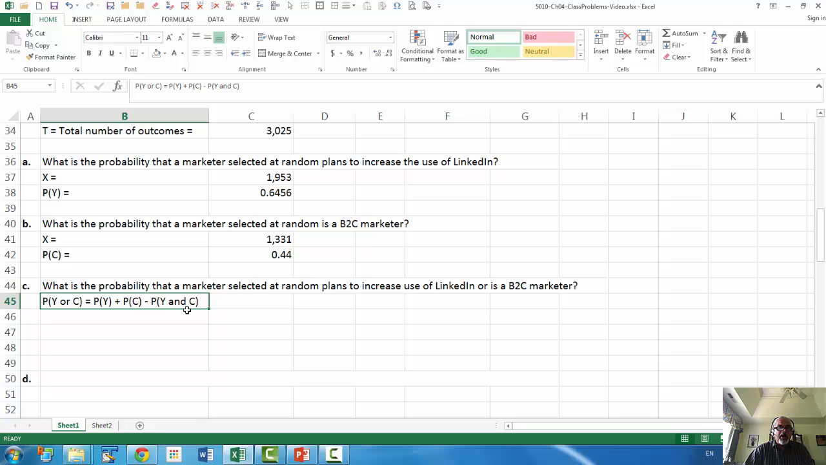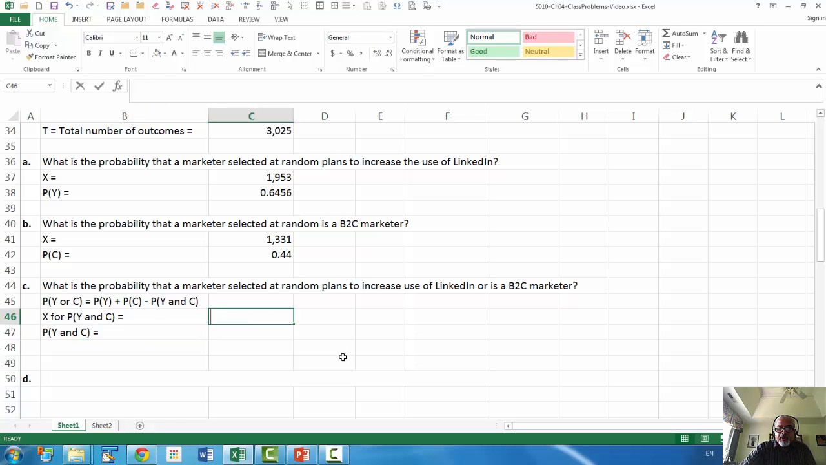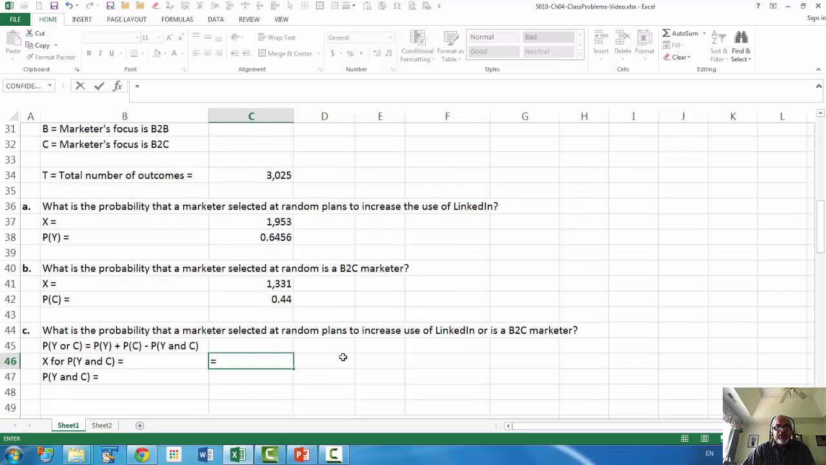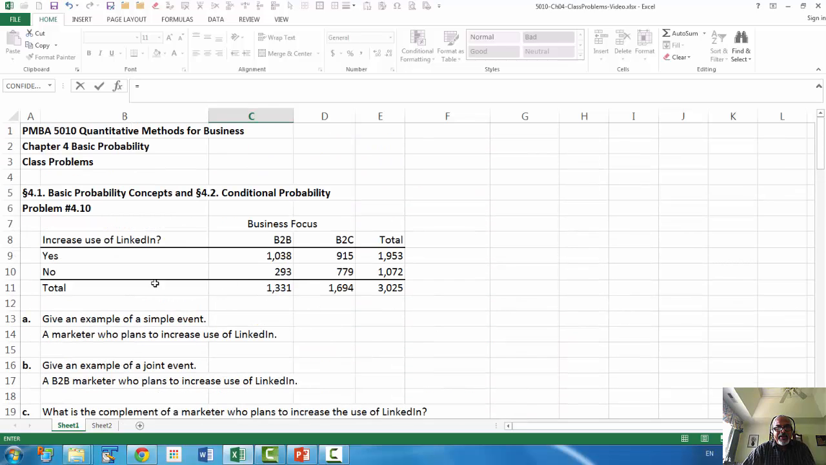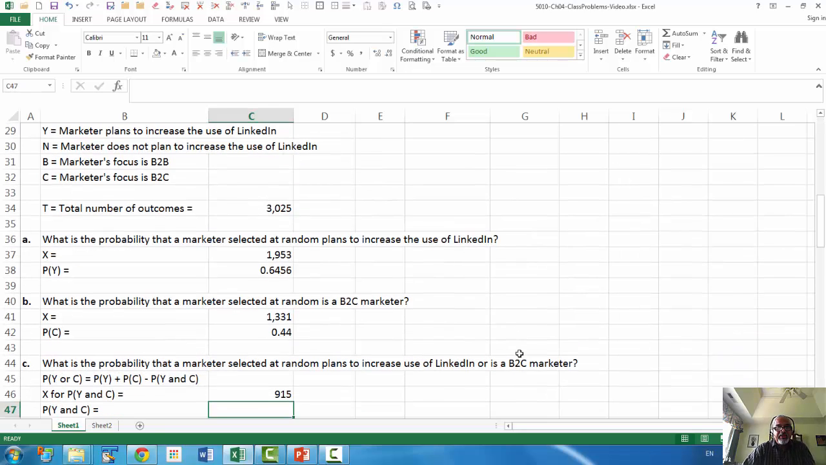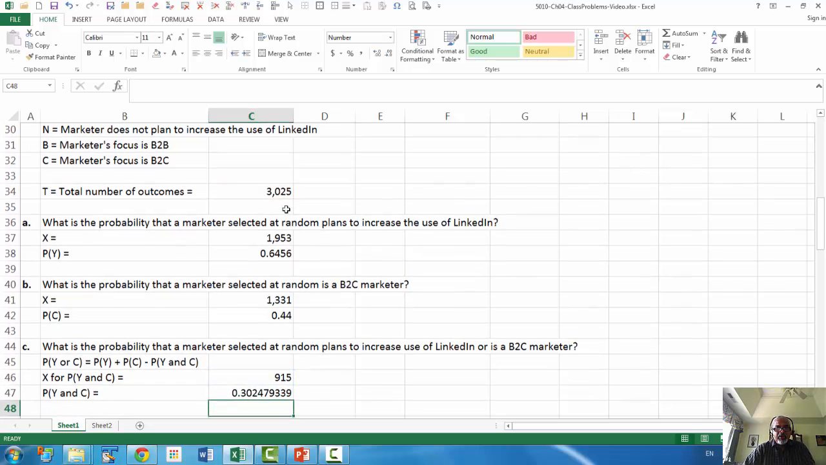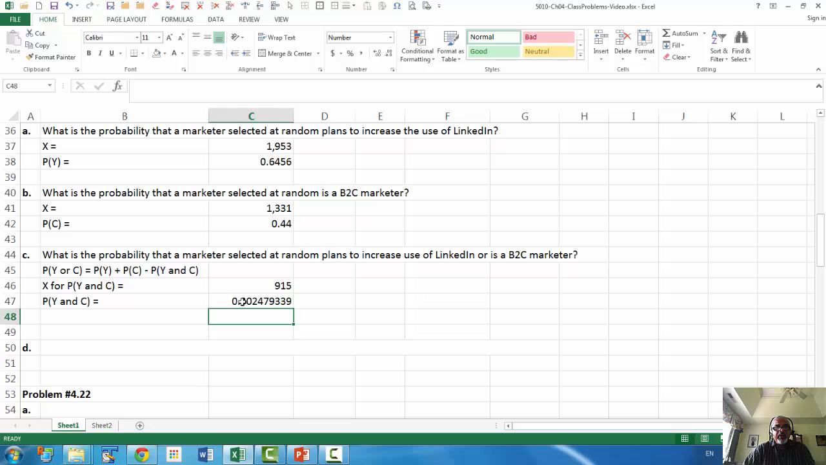So what we want is the joint probability. For that we have to first get the X for joint probability, meaning the number of outcomes in the joint event, Y and C. So Y and C is that. The probability of Y and C is that divided by the total number. Now we have everything we need to find the either-or probability.